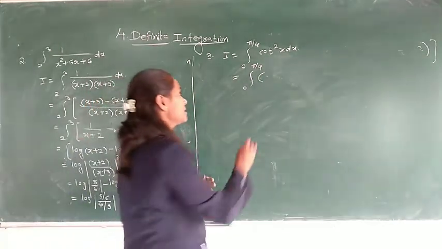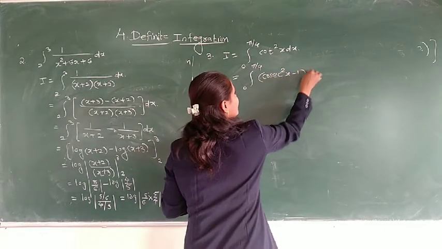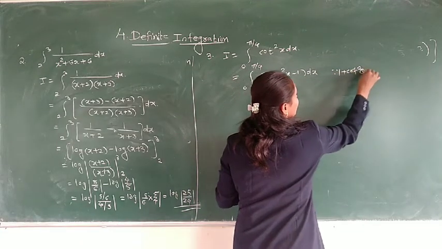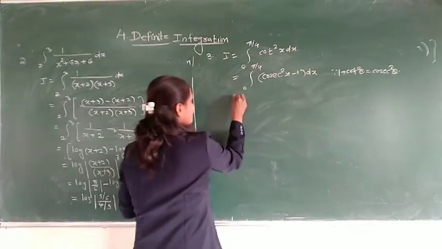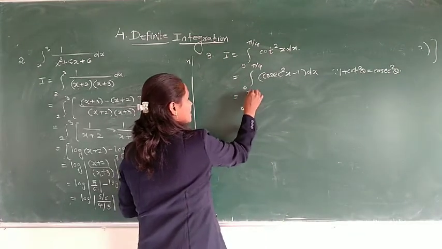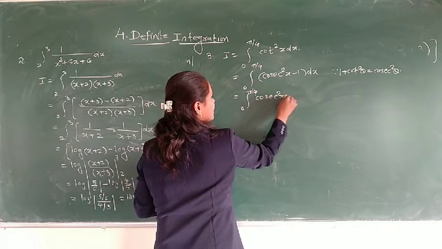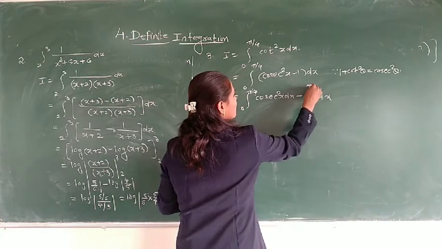Since cot square is cosec square x minus 1, into dx, since 1 plus cot square theta is equal to cosec square theta. Now separate the integrations: integration from 0 to pi by 4 of cosec square x dx minus integration from 0 to pi by 4 of 1 dx.